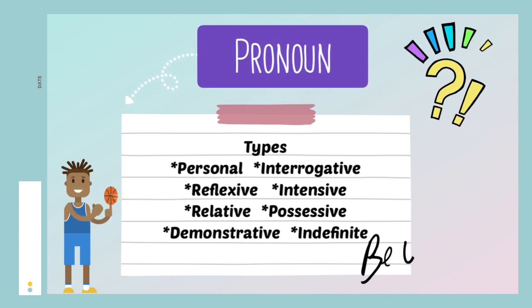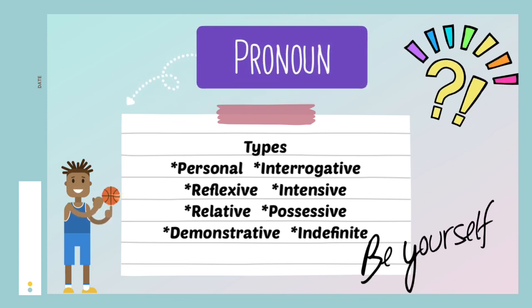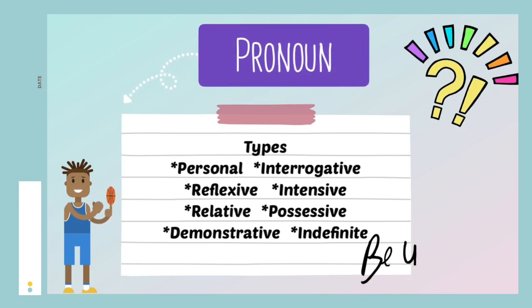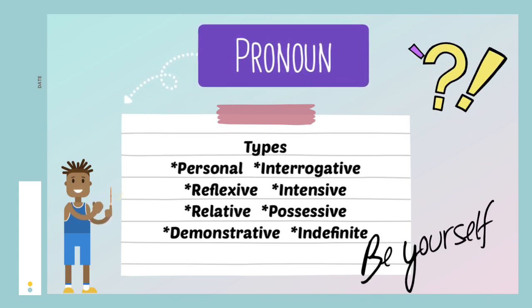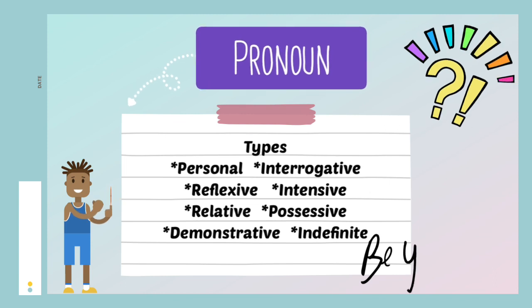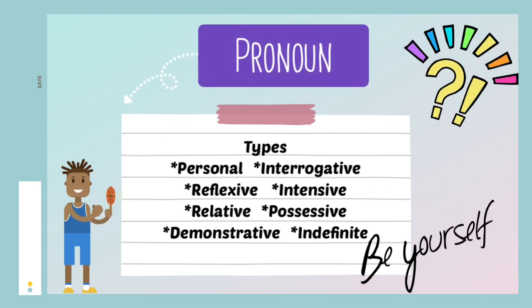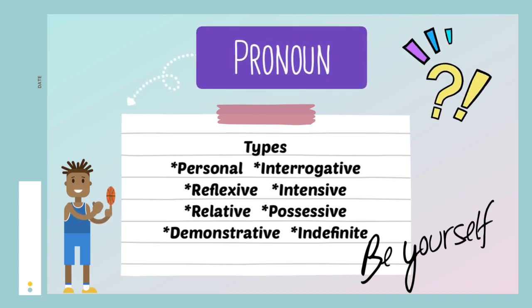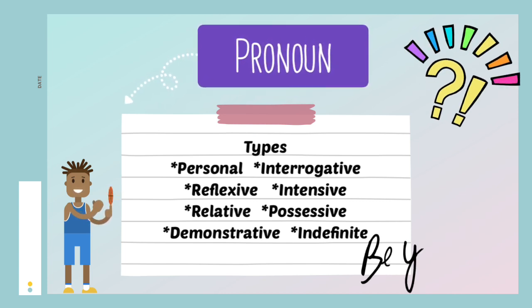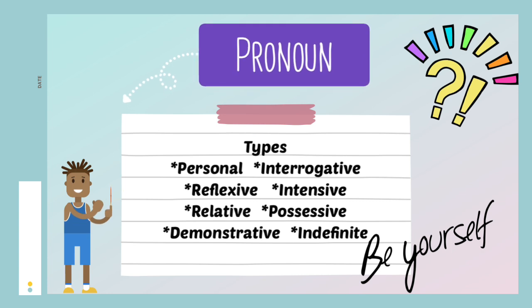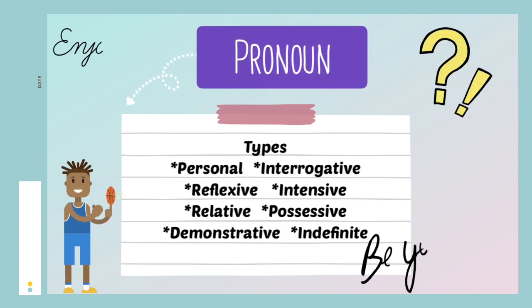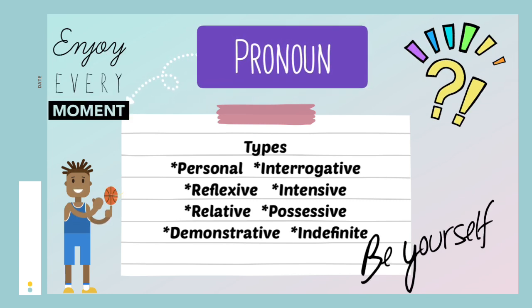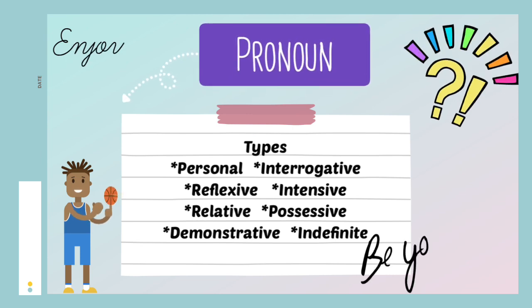Relative pronoun is used to refer to a noun that is mentioned previously. The examples of it are which, who, that, etc. Possessive and demonstrative were already discussed earlier, while indefinite, these are used to refer to non-specific nouns. Like for instance, every, few, several, and so on and so forth.